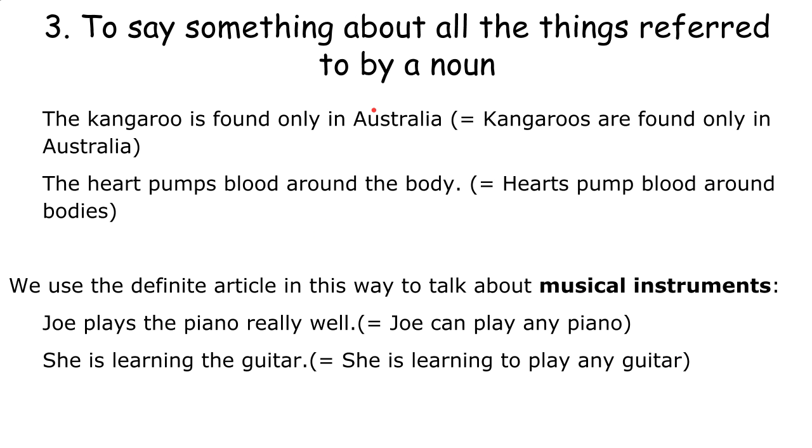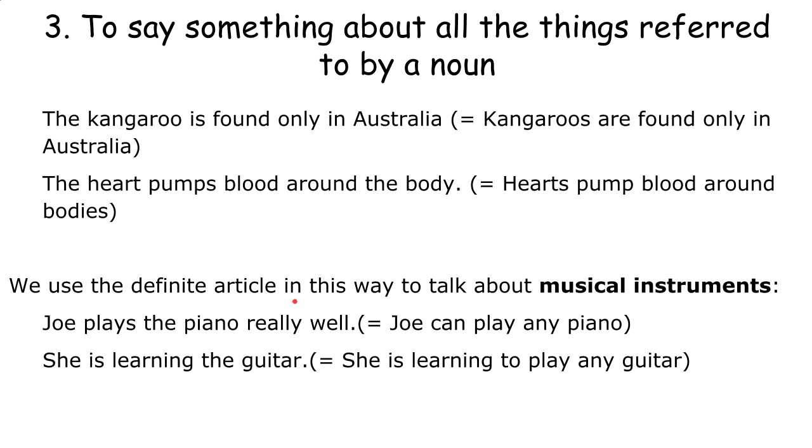Number three, to say something about all the things referred to by a noun. For example, the kangaroo is found only in Australia. So when I say the kangaroo, I'm not talking about one, I'm talking about all the kangaroos. So kangaroos are found only in Australia. Number two, the heart pumps blood around the body. The heart. So I'm not talking about one heart, I'm talking about overall. I'm talking about the heart's job. So all hearts pump blood around bodies.